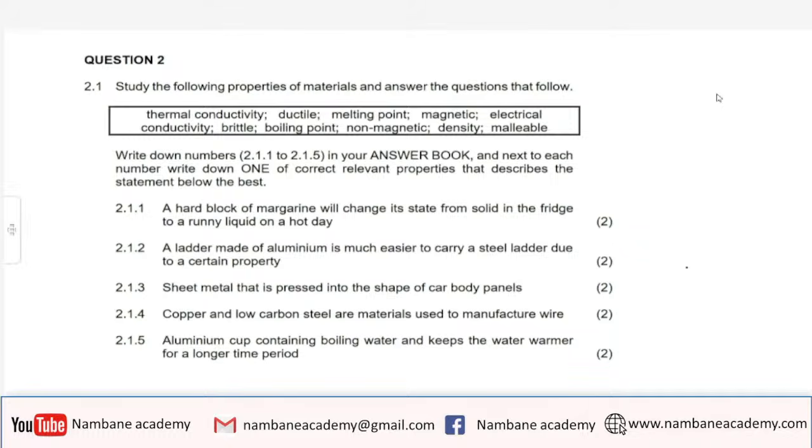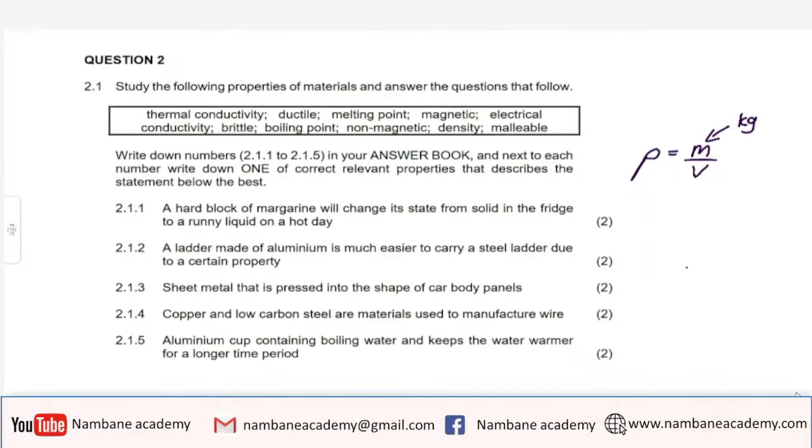A ladder made of aluminium is much easier to carry than steel. So that's in terms of its basic heaviness. And heaviness comes from, I didn't actually touch on that one. It comes from density, which is mass divided by volume. So the heaviness is coming from the mass in kg. Sheet metal pressed to shape car body parts, that is obviously malleability. Then copper and low carbon steel materials are used to manufacture wire, ductility, and an aluminium cup containing boiling water, keeping the water warmer for a longer period of time, speaks to heat. So that will be dealing with thermal conductivity.